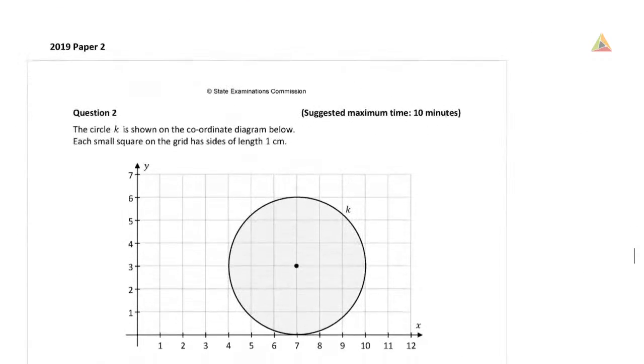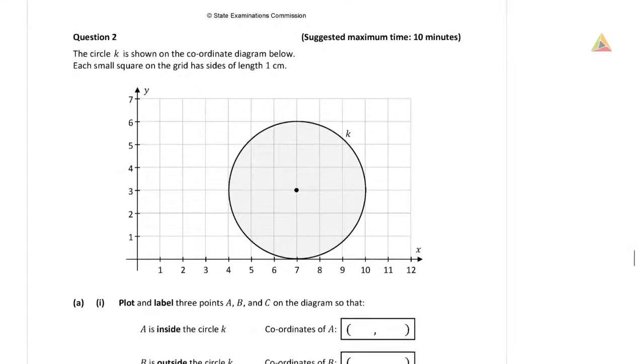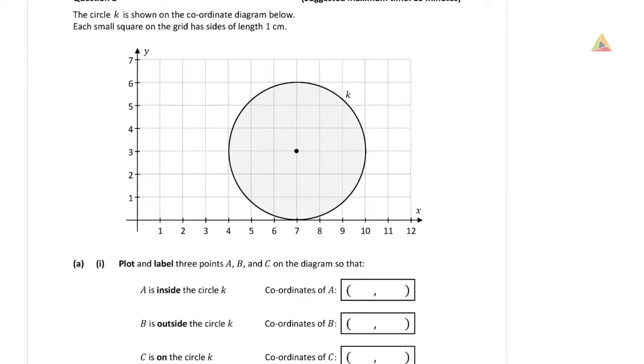We are, so we're on to 2019 paper 2 question 2. Okay, so the circle K is shown on a coordinate diagram below. Each small square on the grid has side lengths of 1 centimeter. Plot and label 3 points A, B and C on the diagram so that A is inside the circle K. So you can literally pick any point that's inside the circle K.